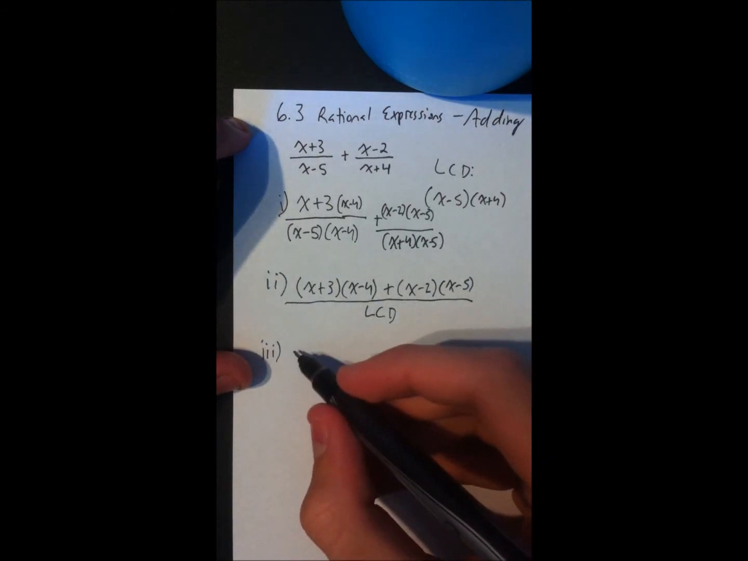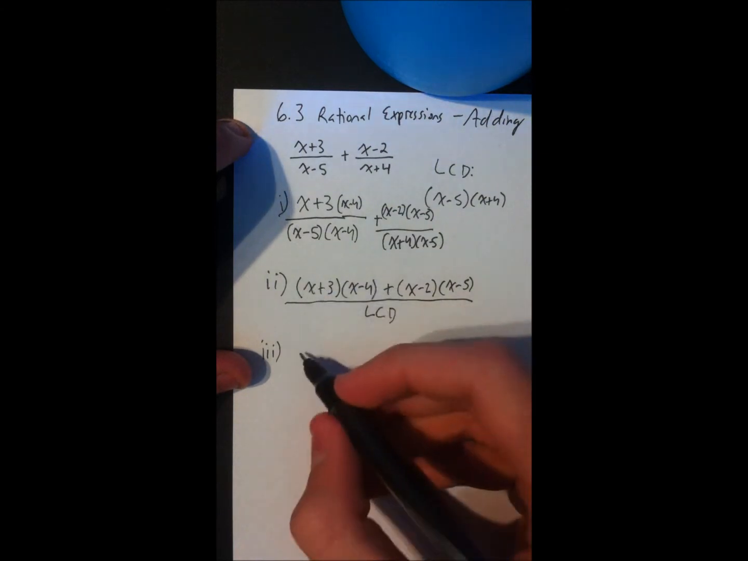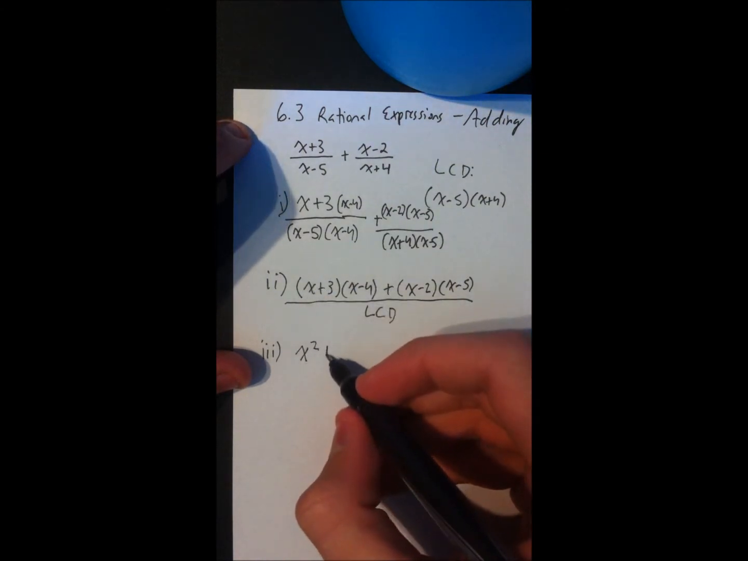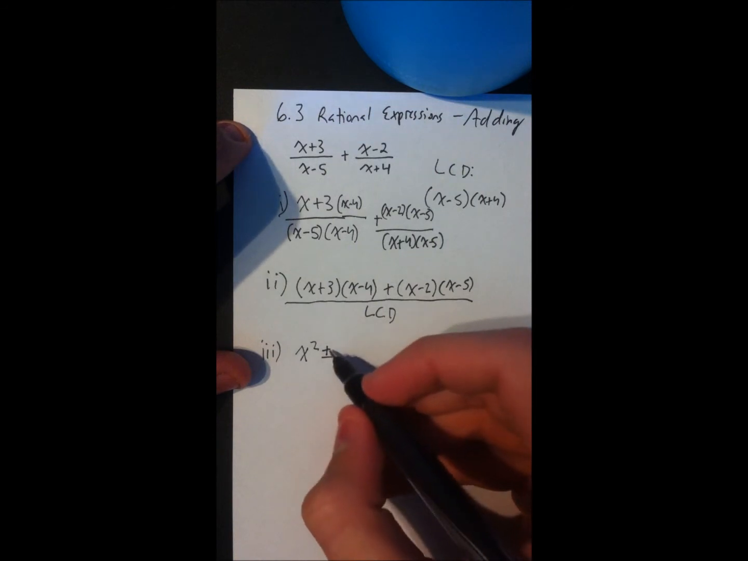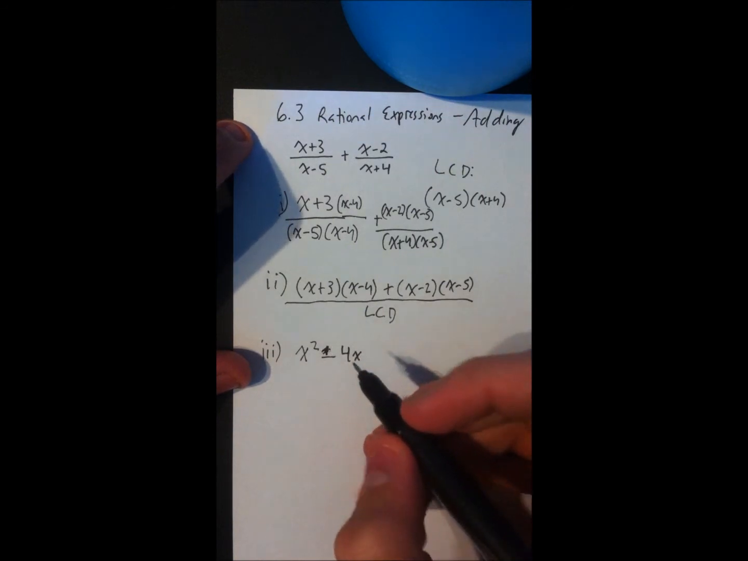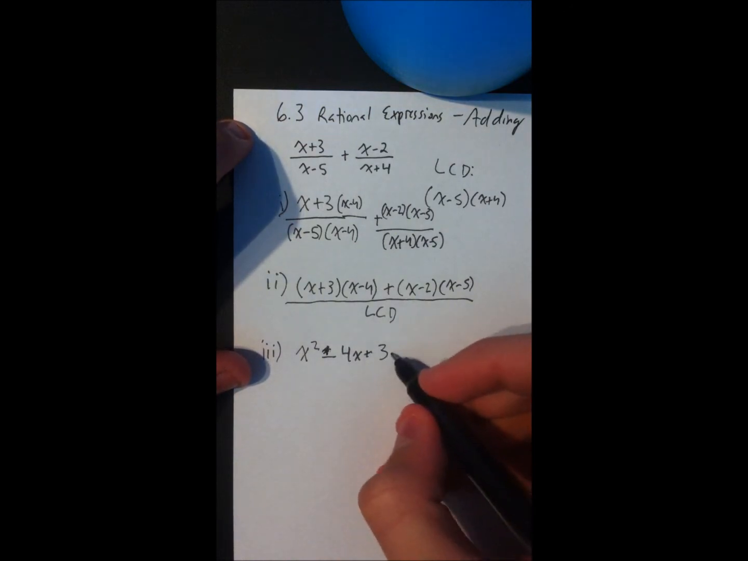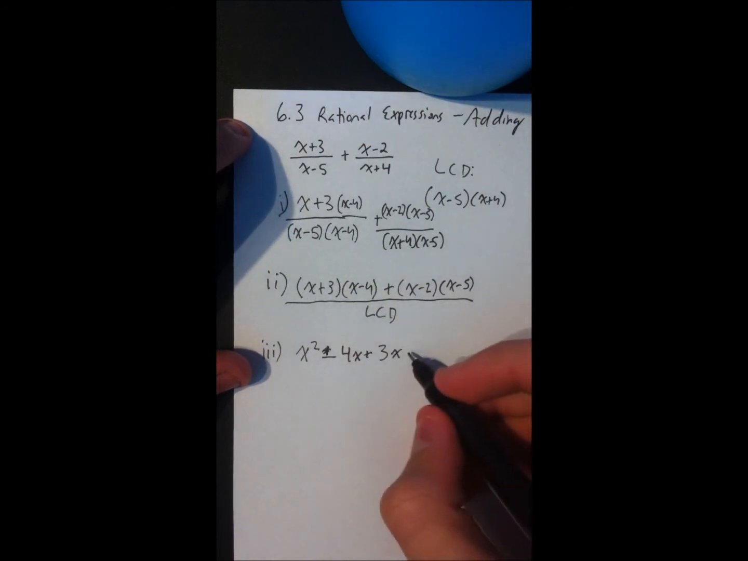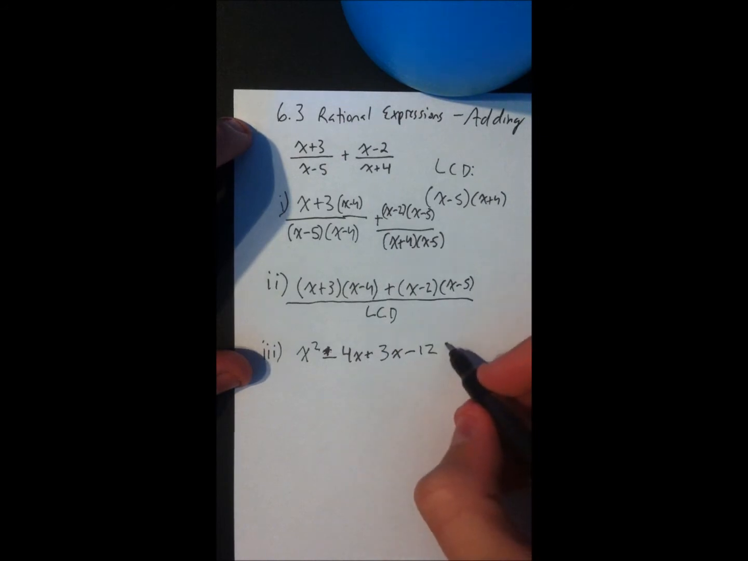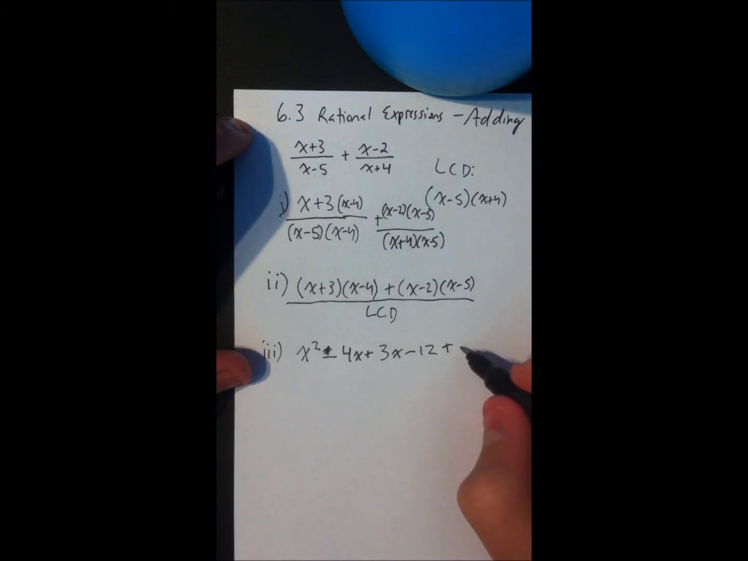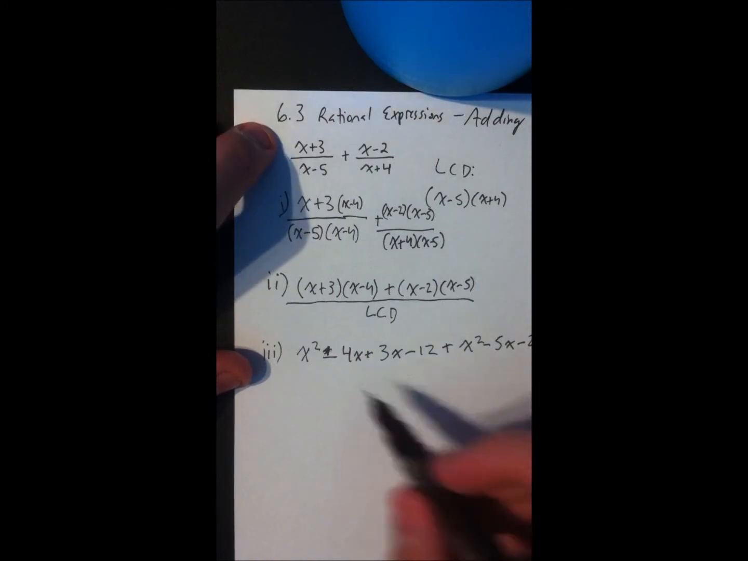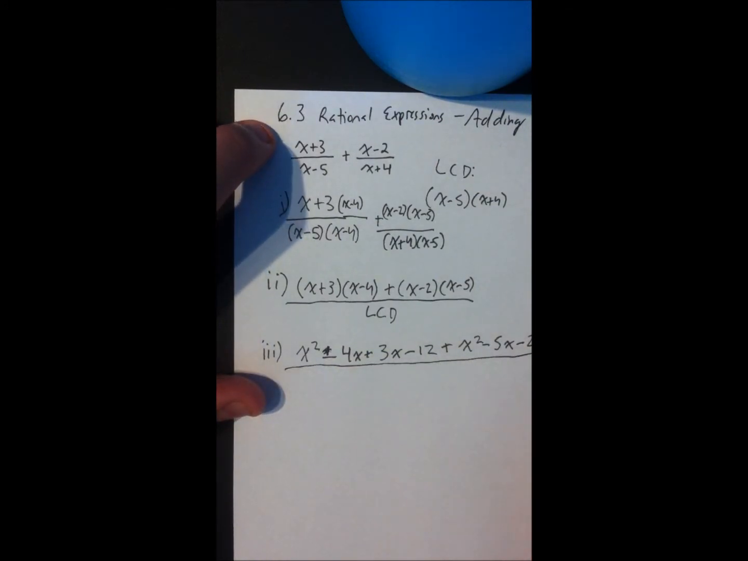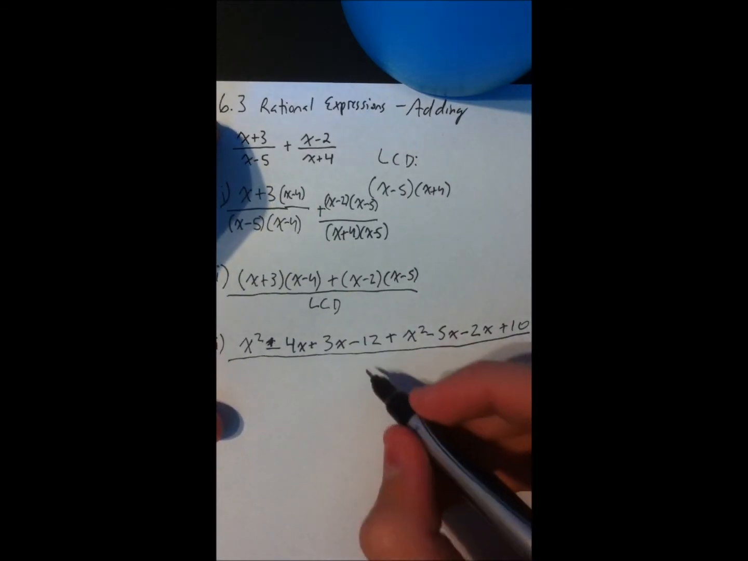So foiling the first one would be x squared minus 4x plus 3x. Let's see, so first, then minus 12 plus, getting that from up there, x squared minus 5x minus 2x plus 10 all over the LCD.